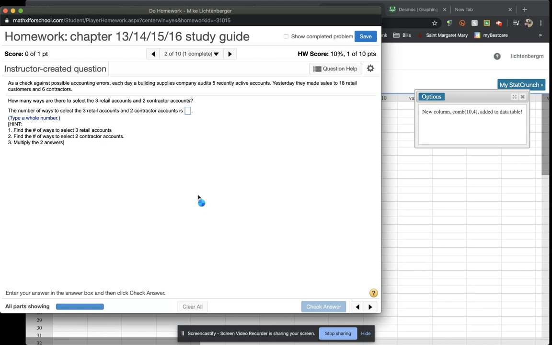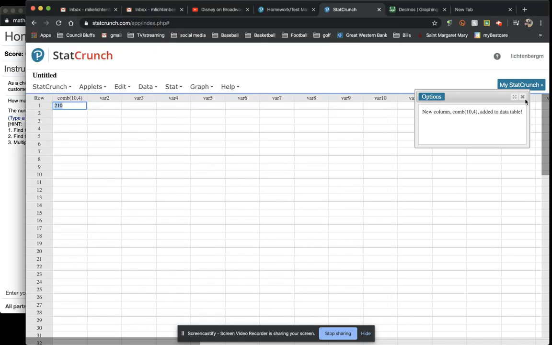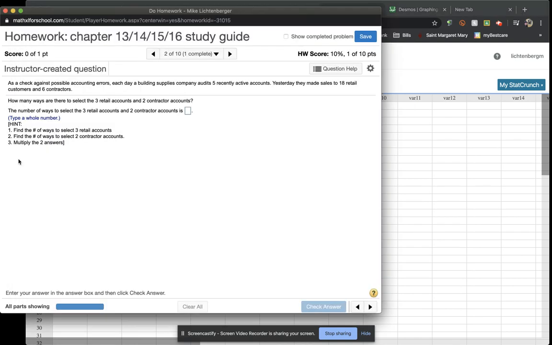As a check against possible accounting errors each day, a building supplies company audits 5 recently active accounts. Yesterday, they made sales to 18 retail customers and 6 contractors. How many ways are there to select 3 retail accounts and 2 contractor accounts? So the first thing we're going to do is, again, this is going to be combinations on StatCrunch. We want to first do the retail accounts, as it says in the hint. So for the retail accounts, there are 18 total, and we want to choose 3 of them.